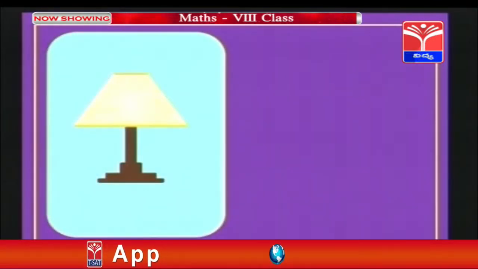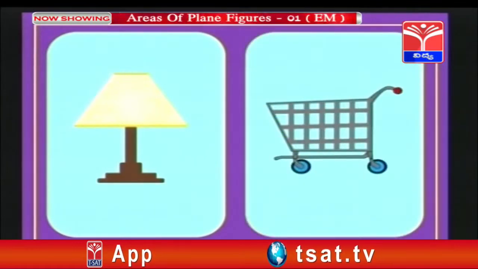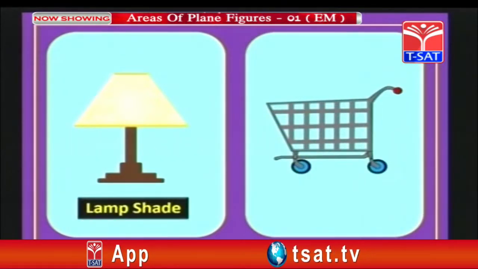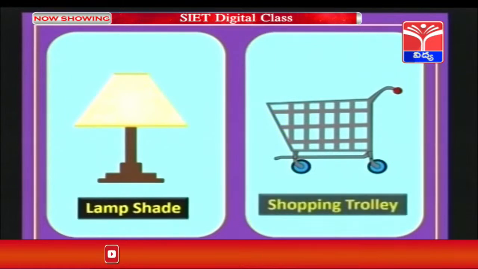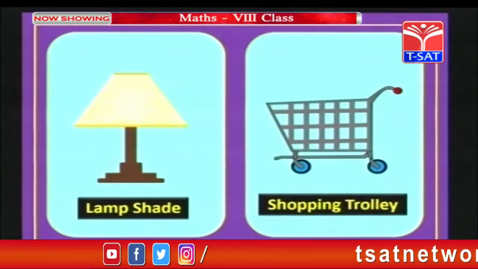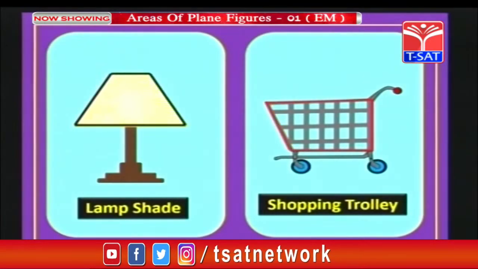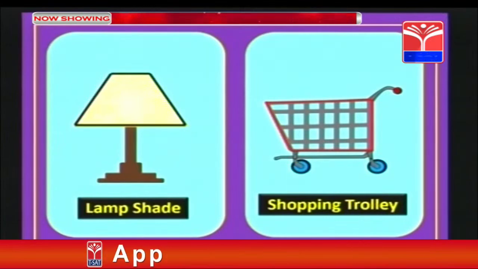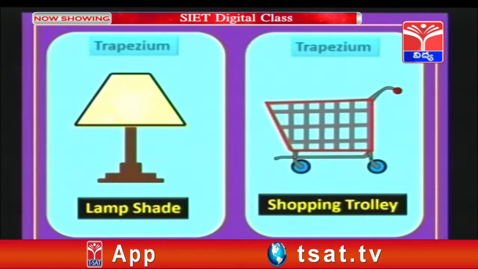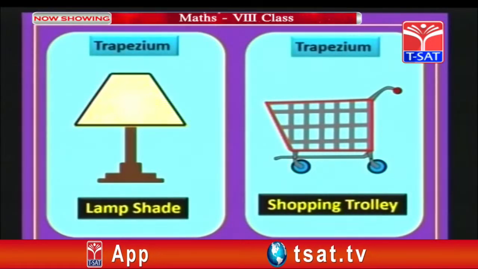Now children, take a look at the images shown on your screen. The first one is a lampshade, whereas the second one is a shopping trolley. Now take a careful look at these two objects, children. If you notice the outlines of these images, they are in the shape of, yes, a trapezium. Children, do you know what is the formula to find the area of a trapezium?